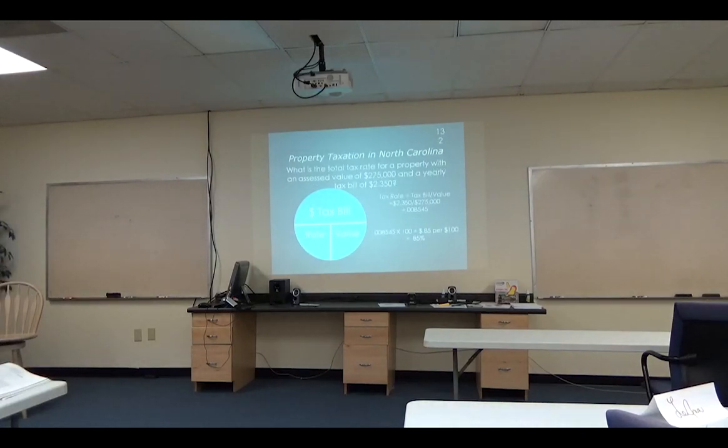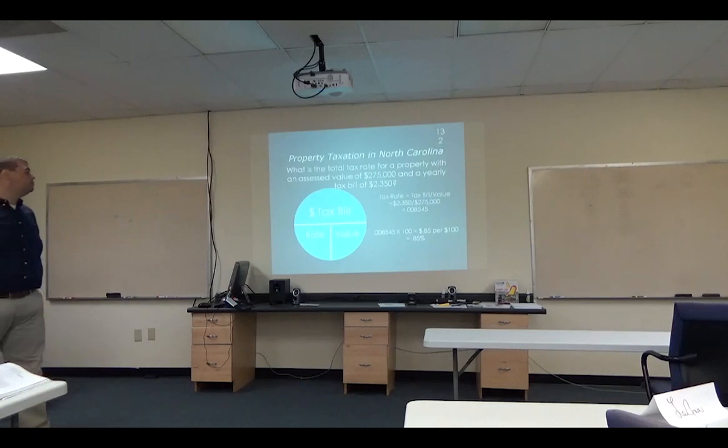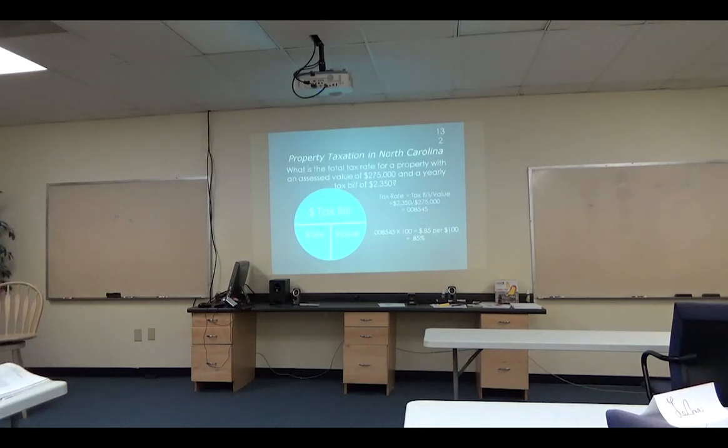In this question, they're asking us for the rate. So what does the T-bar tell us we're going to do when we're being asked for the rate? Tax bill divided by value. Absolutely. And in this case, they gave us the tax bill of $2,350, and they gave us the value for the property of $275,000. So that's going to be $2,350 divided by $275,000.